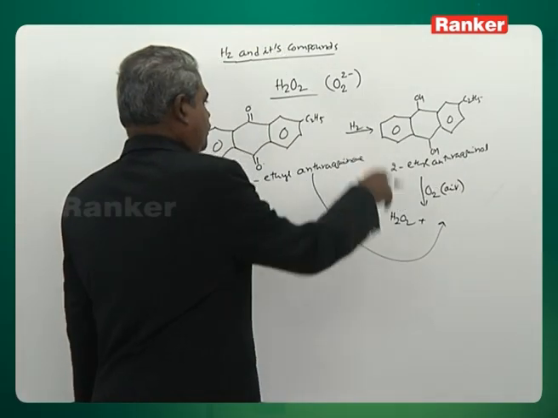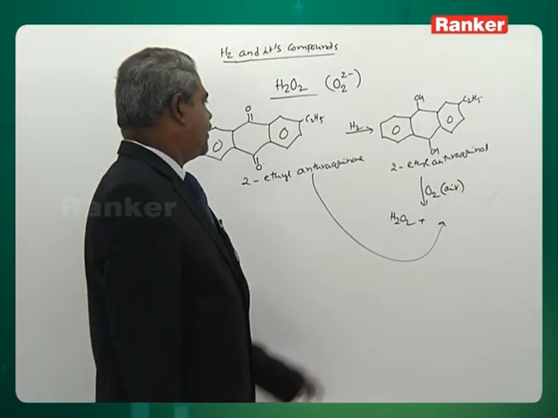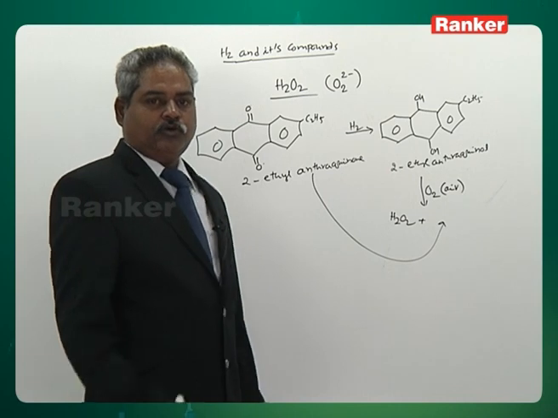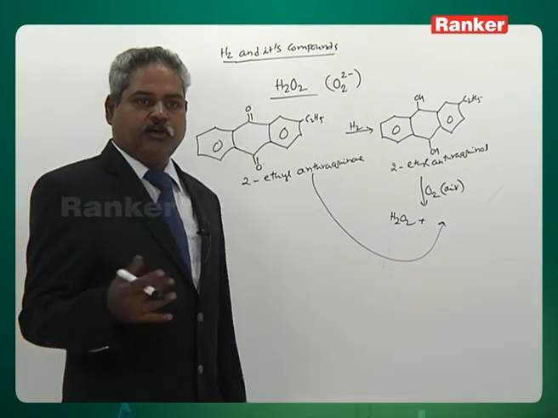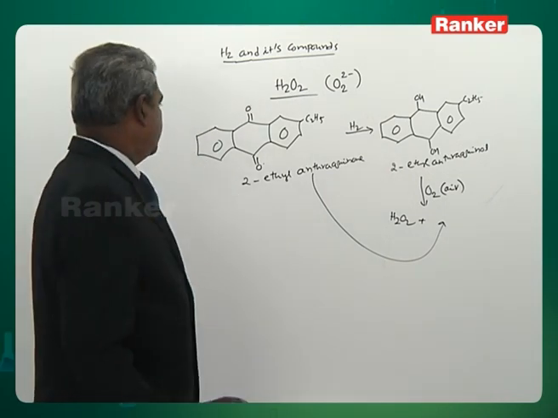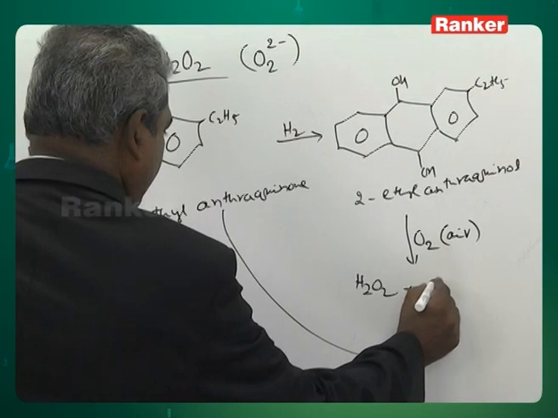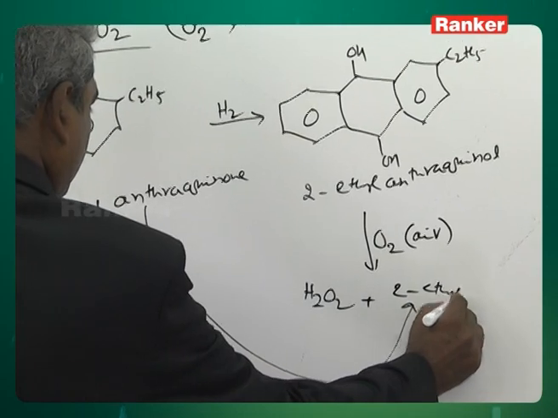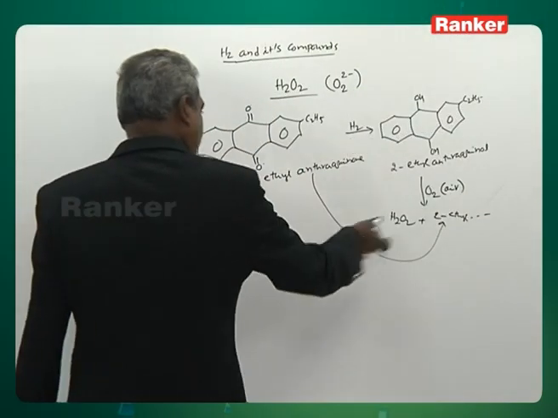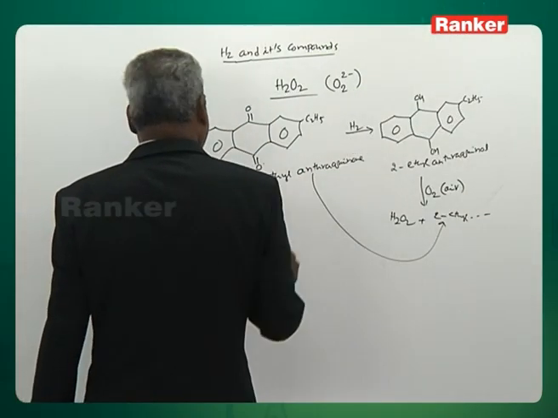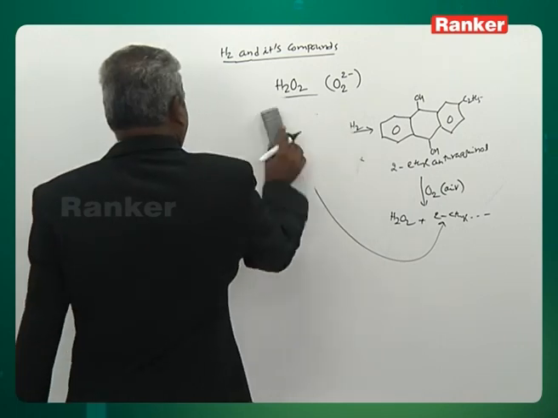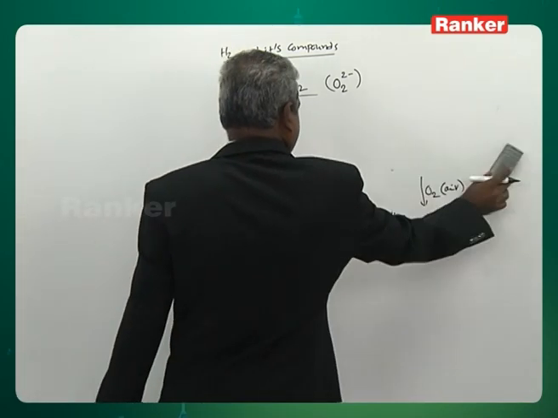So what are you actually spending? Hydrogen and oxygen. So you are in a way combining hydrogen and oxygen to give H2O2. This is the industrial manufacture. And you get your 2-ethyl anthraquinone back, and you can use that again, recycle. That is about preparation of hydrogen peroxide.